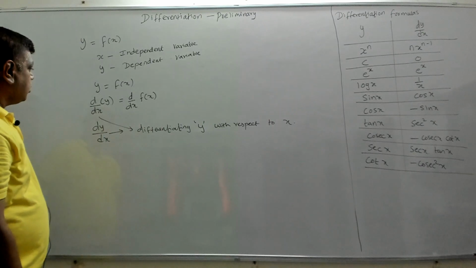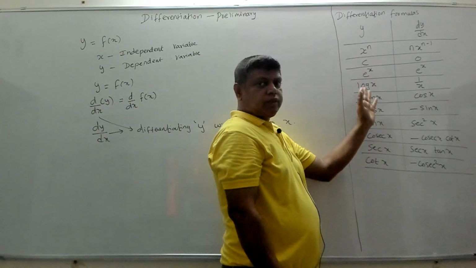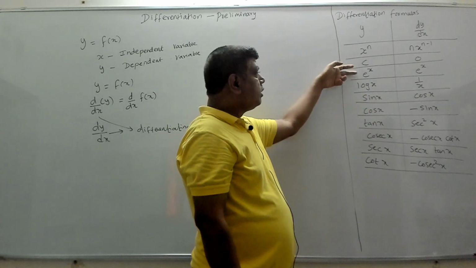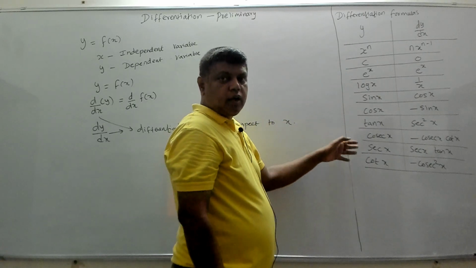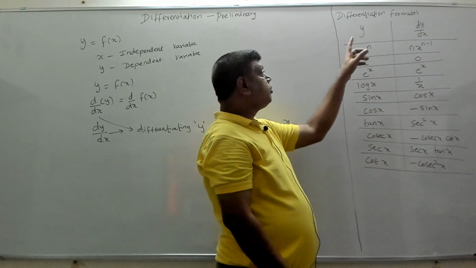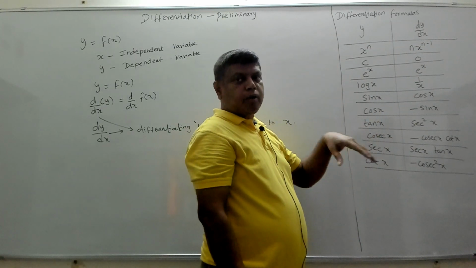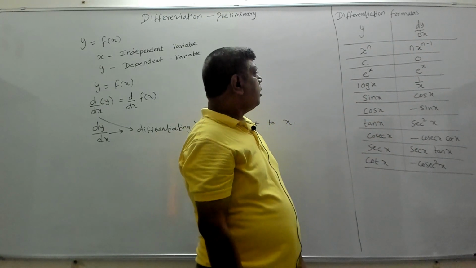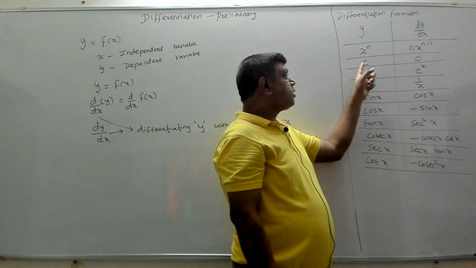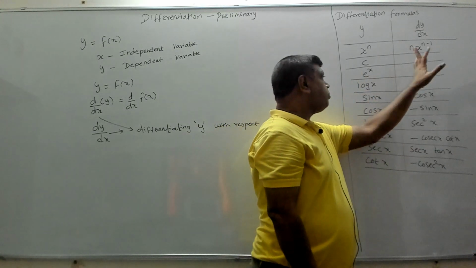Fine. So here, if you see, I have written some of the functions. Y is a function of x, which means y equal to x power n, y equal to c, or y equal to e power x. So I have written different functions, and I have written the corresponding derivatives of those functions, which means if you differentiate x power n, we get n x power n minus 1, and n can be any real number. And again, c denotes a constant. Differentiation of a constant is 0, and differentiation of the function e power x is e power x.